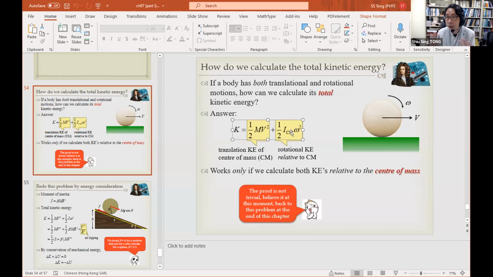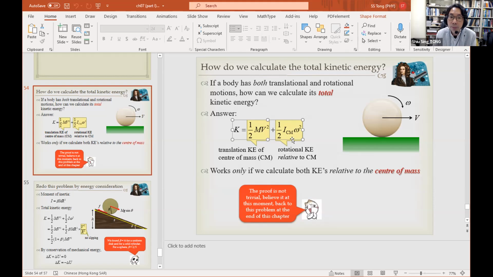For any other point, you cannot do this. If you choose another point and follow its motion, you will find that this relation will not hold. This relation holds only if you measure everything relative to the center of mass. And for this relation to hold, the energy can be separated into two terms, one for the translational motion and the other for the rotational motion. Now we are going to prove this formula for a specific situation.